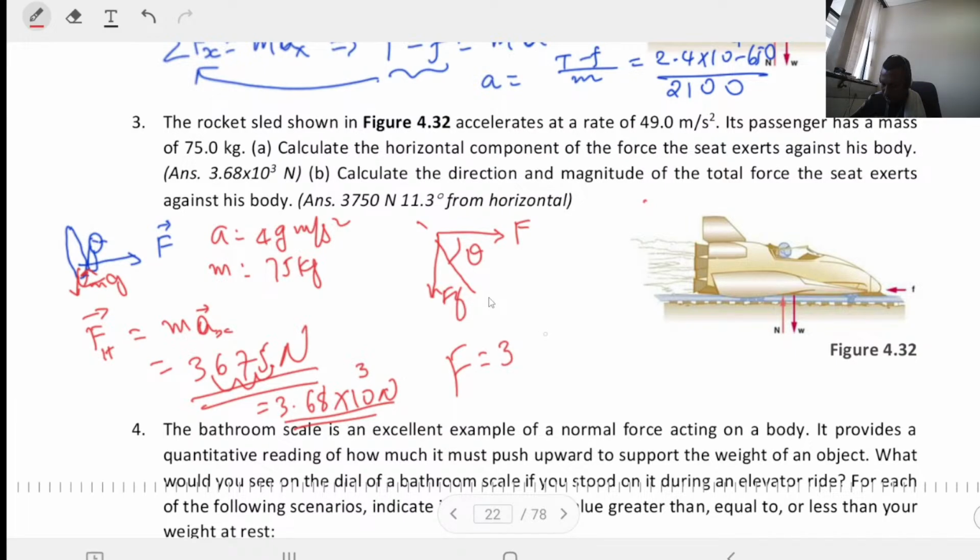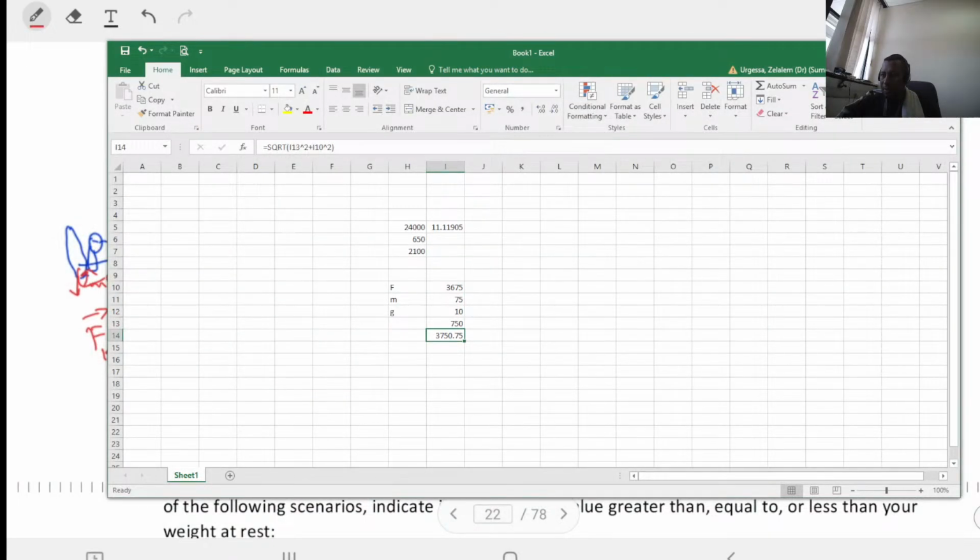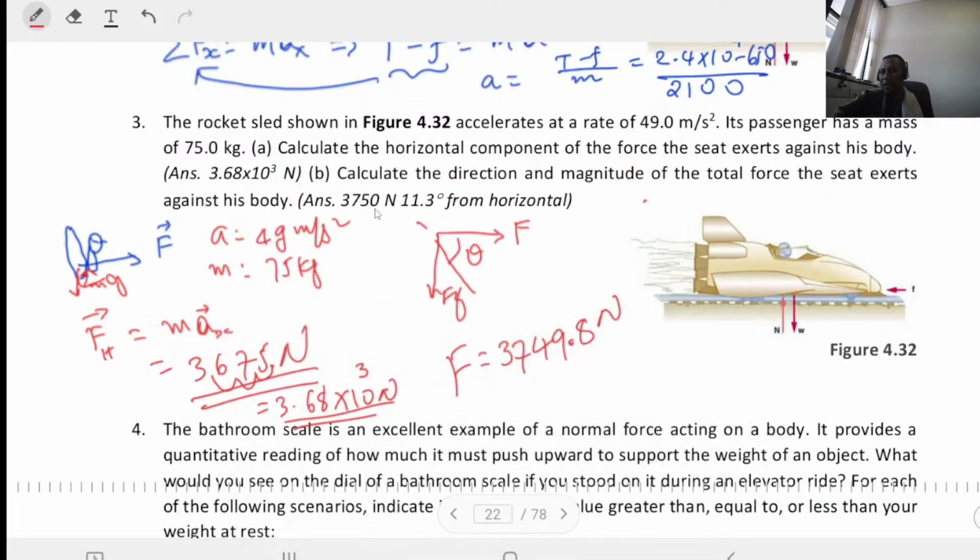Go back to my Excel. Let's not do what she did. I'm going to use this one. 3749.8 Newton. That's what I get if I use gravity 9.8. Therefore, the net force is going to be below the horizontal that way, because of that one and this one.